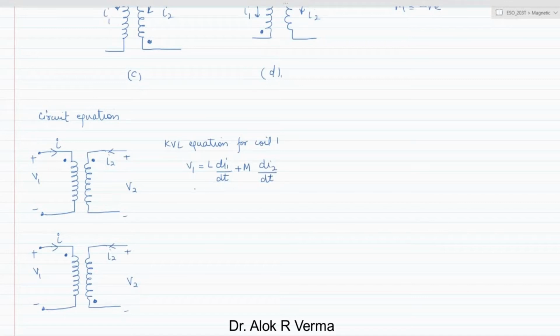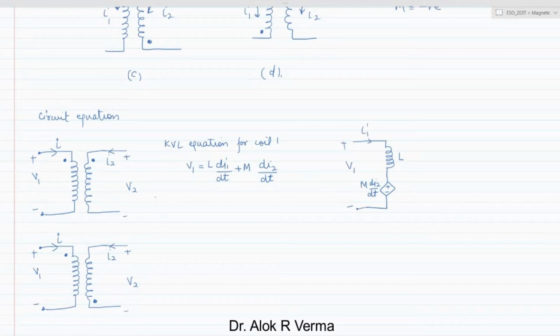So from here, if you try to draw the equivalent circuit, it will be nothing but one drop in the inductance, which is L, then you have a dependent voltage source, and the polarity is a drop. In the direction of current it is positive, so it is a drop M di2 by dt. This is V1, and this is I1. So this is the equivalent circuit of coil 1.